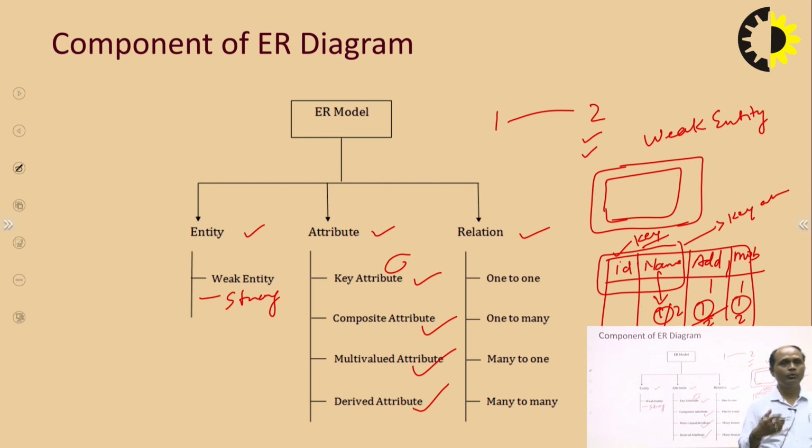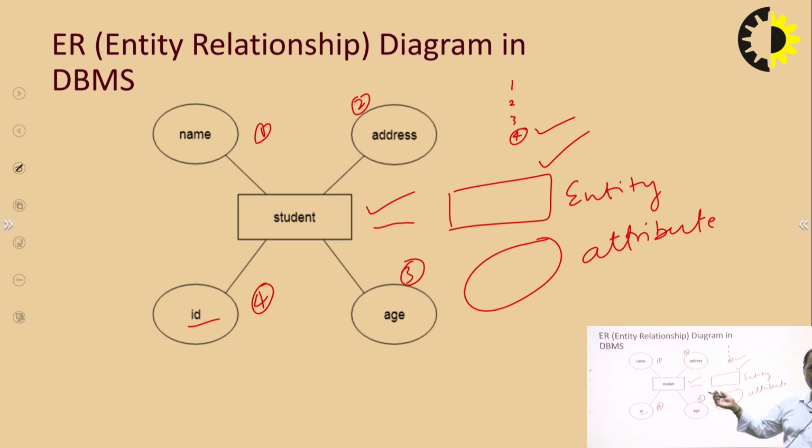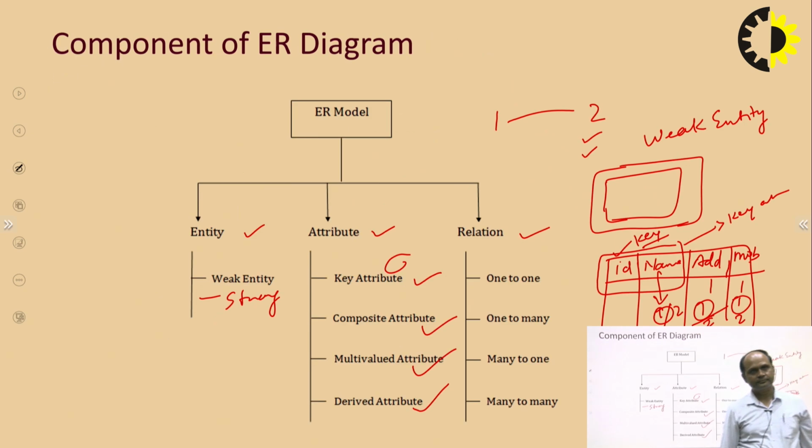Suppose more than one value of that attribute can exist. Suppose we have a student entity. If two addresses are possible, we draw a double circle for it. This is represented as a multi-value attribute, MVA. This address is called a multi-value attribute.